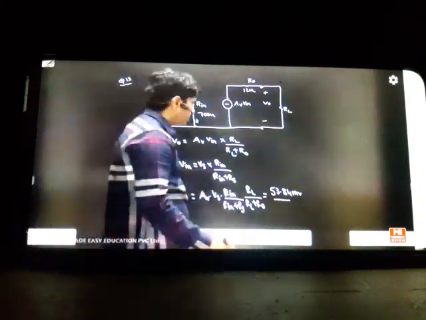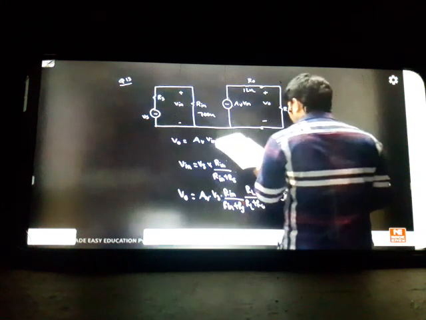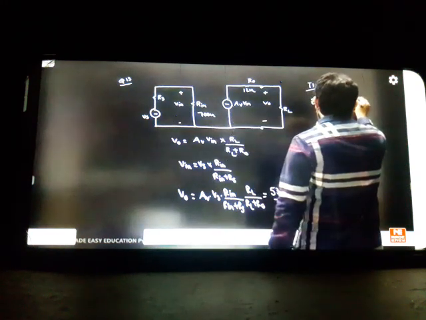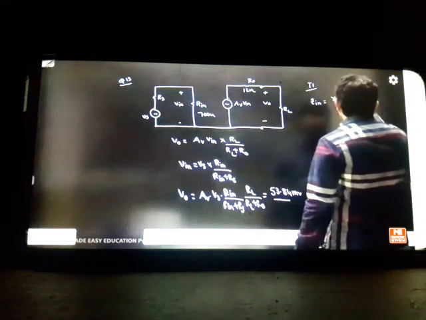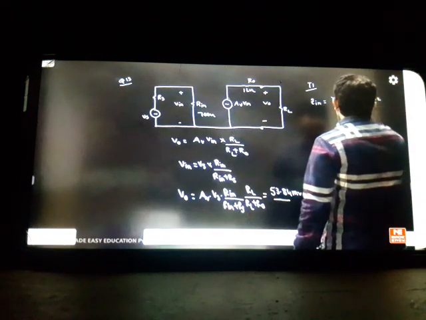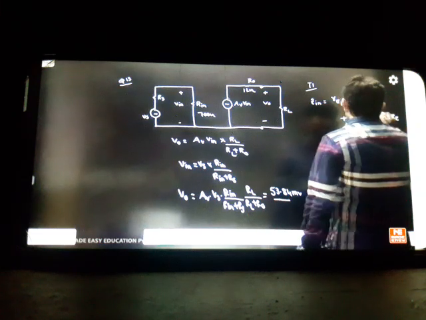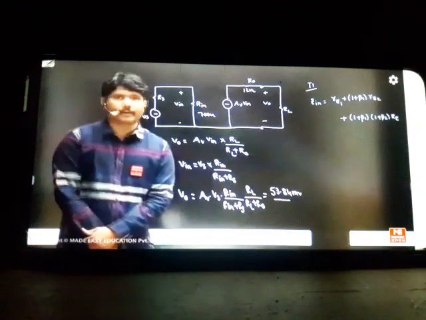And what about the T1 question answer? T1 is a Darlington pair input impedance. Darlington pair input impedance I have written as R_B1 plus (1 plus beta 1) into R_B2 plus (1 plus beta 1) into (1 plus beta 2) into R_E. In the notes I already gave you the knowledge of how to write input impedance for a Darlington pair.